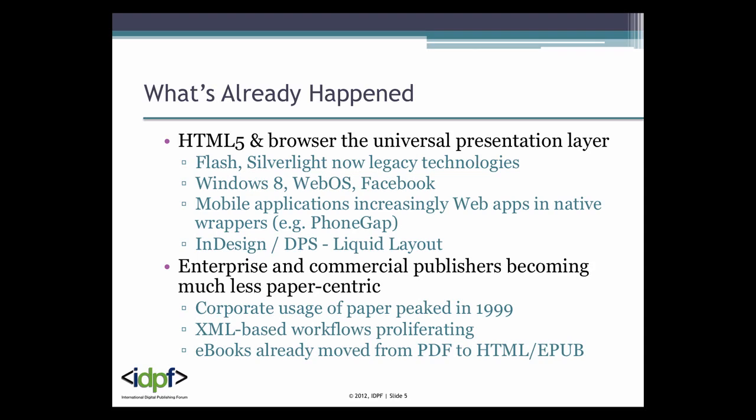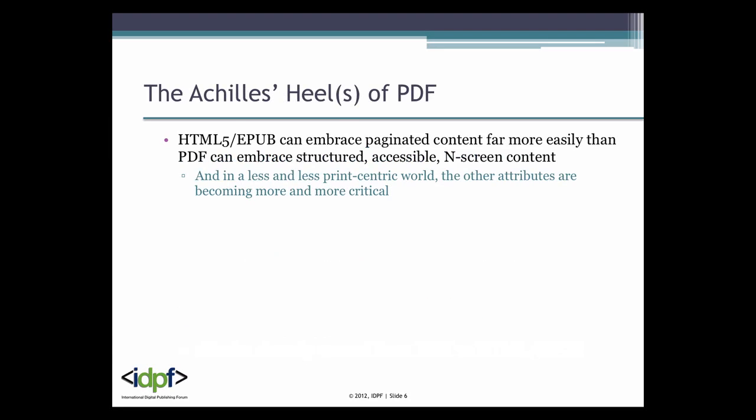The first pin of the bowling alley in the ebook market, which has essentially abandoned PDF for EPUB. From my point of view, there's a couple or three Achilles heels of PDF. The HTML5 EPUB ecosystem can embrace paginated content, and I showed the fixed layout stuff this morning, far more easily than PDF can embrace structured, accessible, reflowable content.